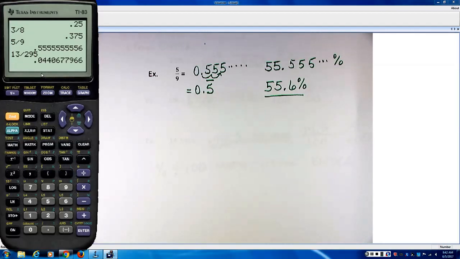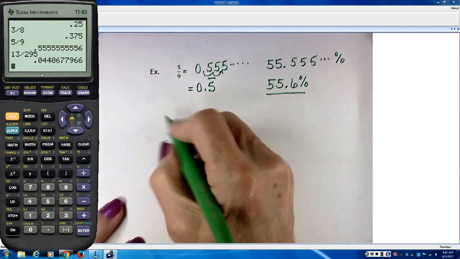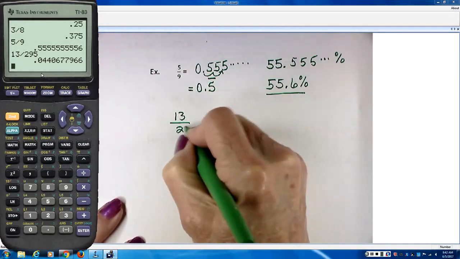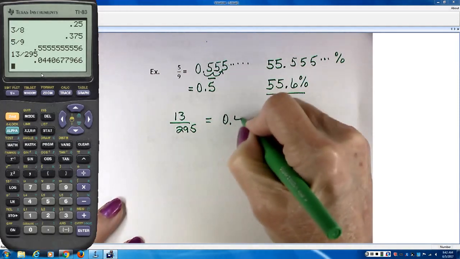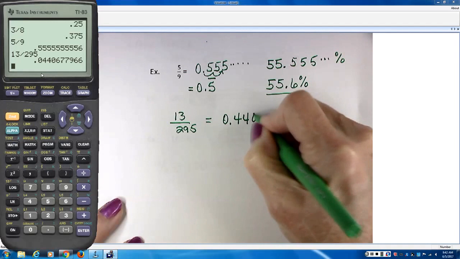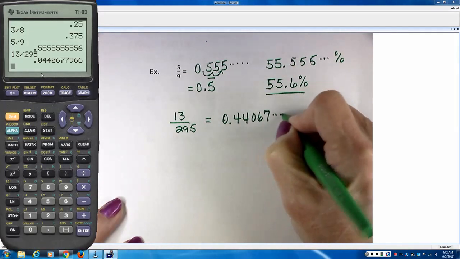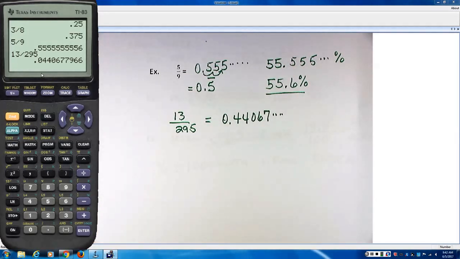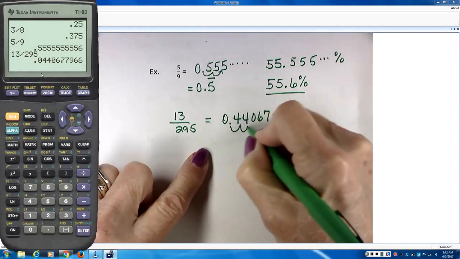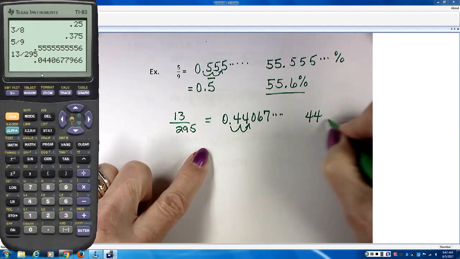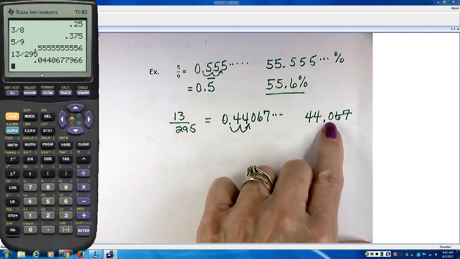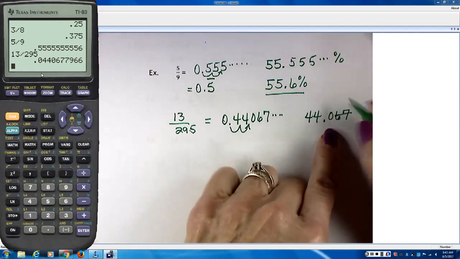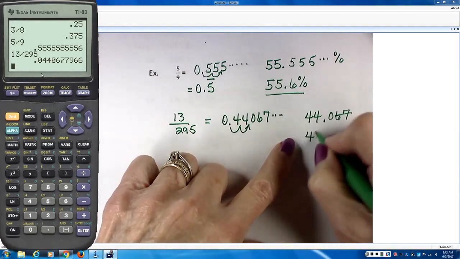So if you were to get something like that, you would have 0.44067. And they keep on going, but there's no discernible pattern that we can see. So what we're gonna do is we're gonna go 1, 2, and that's gonna be 44.067. And since we're only looking at the number after the decimal, we're just gonna go ahead and call that 44.0%.